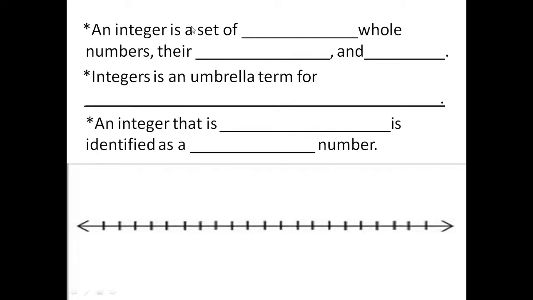Alright, let's start up here at the first star. We are going to say an integer is a set of positive whole numbers, their opposites, and zero. Okay, so an integer can be any of those. It can be a positive number, it can be opposite of the positive number, or zero. So zero is included here.